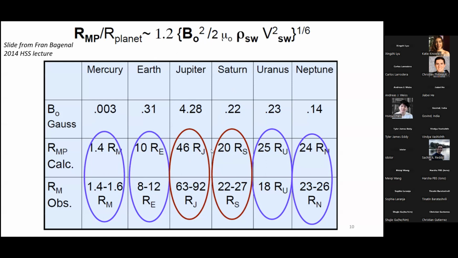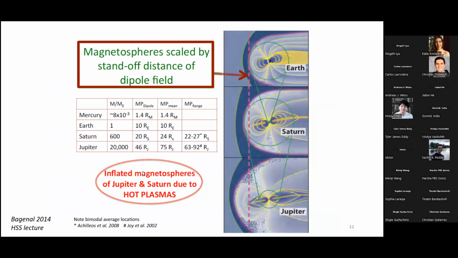But interestingly, and Fran is highlighting this here, the magnetopause of Jupiter is actually much further out in observations than this equation would predict, and the same at Saturn. And Uranus is an oddball that I'll talk about later. But just focusing on these two, there's a good reason for this, and that, as I was alluding to, is that it's not just the magnetic pressure, it's also the thermal pressure that matters.